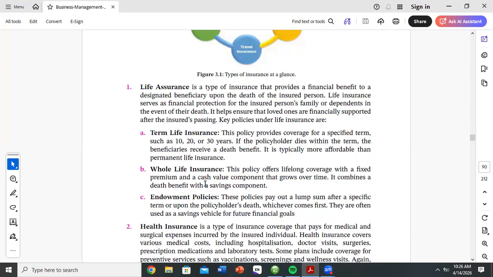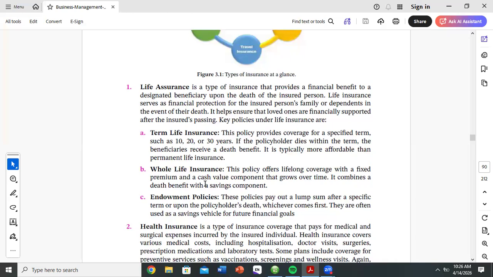Okay. Endowment policies. These policies pay out a lump sum after a specified term or upon the policyholder's death. Last time I said that this is more or less like a combination of term life and whole life. For the endowment, as you pay the premium, there is a specified time where, if you are not dead, they will pay you a lump sum out of it. Or when eventually you pass on, they will also pay that lump sum. So it's whichever comes first.